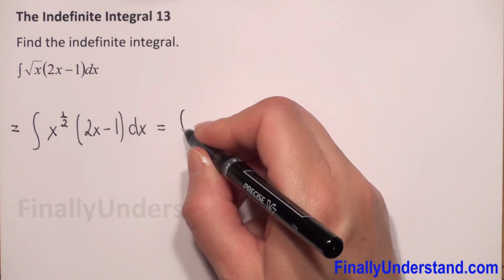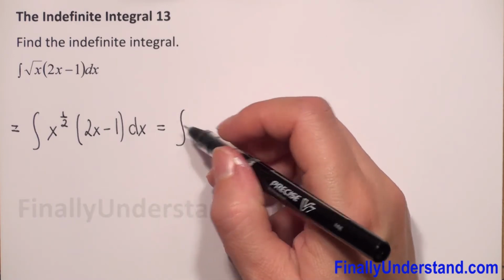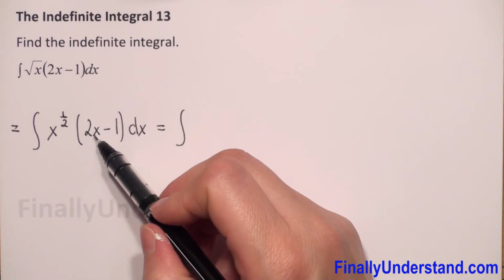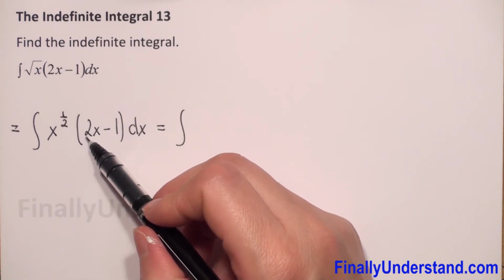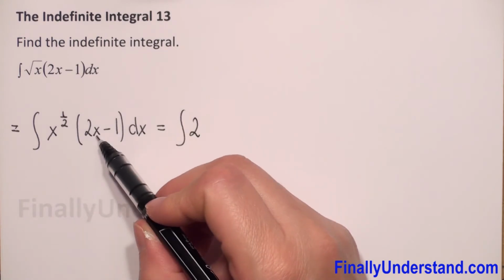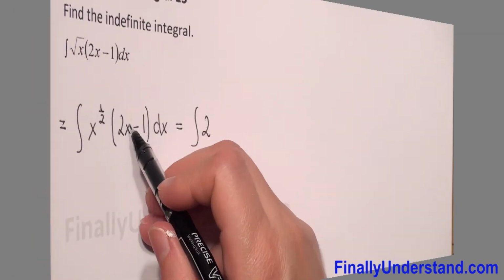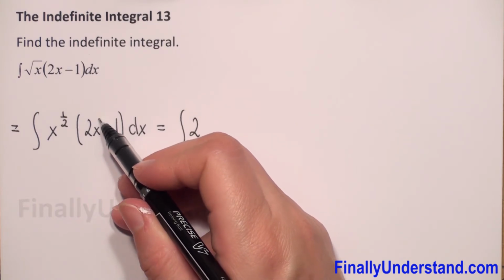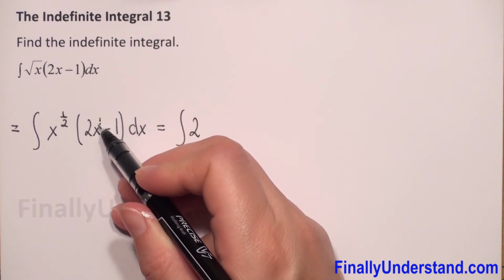Next, we can do multiplication. So we have to copy integral symbol, and we have x to power 1/2 times 2x. The coefficient 2 we have to just copy, and we have the same base, x and x. If there is no power written, there is always invisible 1. So we have 1 here.